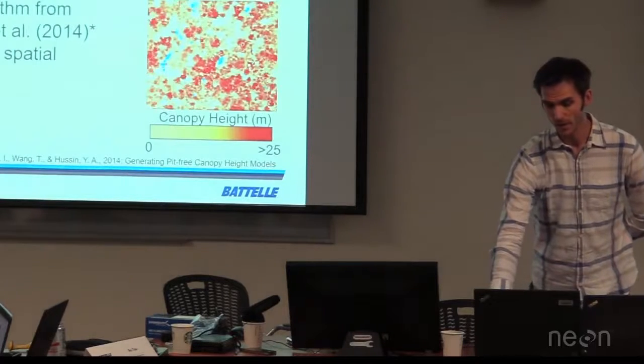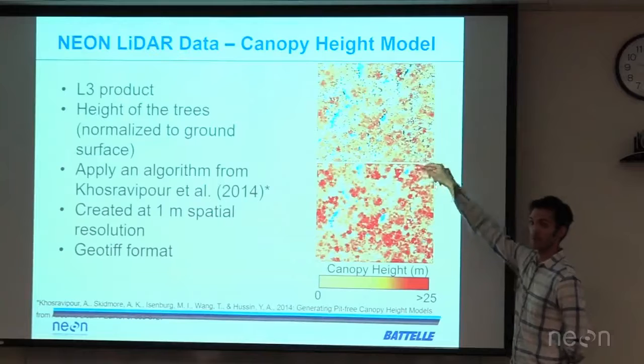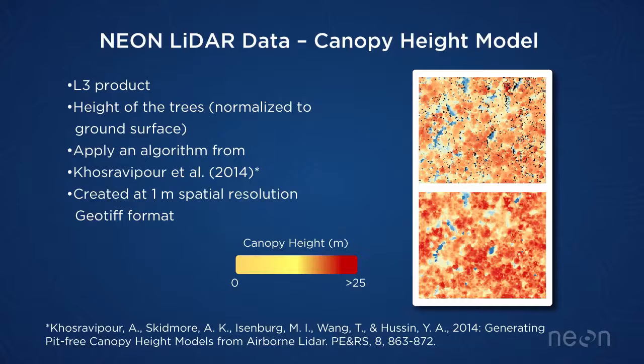And then finally we have the canopy height model, also an L3 product. A common issue in creating canopy height models from LiDAR is you get data pits. These are areas that go all the way down to the ground in the center of the canopy, which biases the estimates that you might be gathering from the canopy height model. We use an algorithm from this paper here that takes care of those data pits, so if you want more information on that, you can go here.